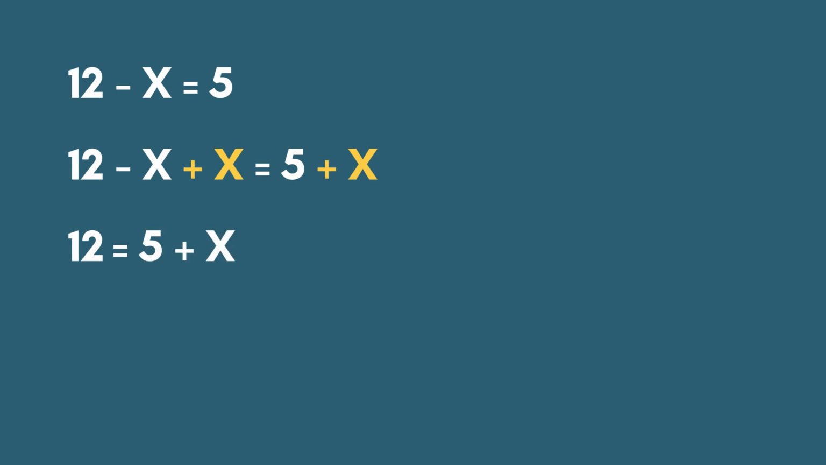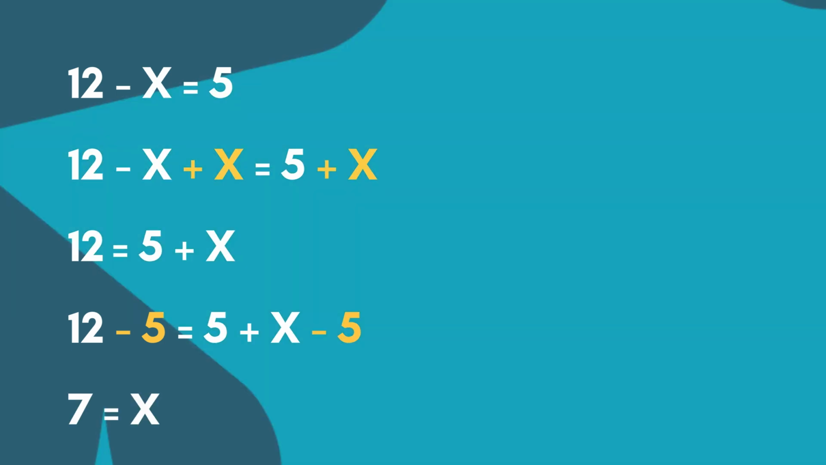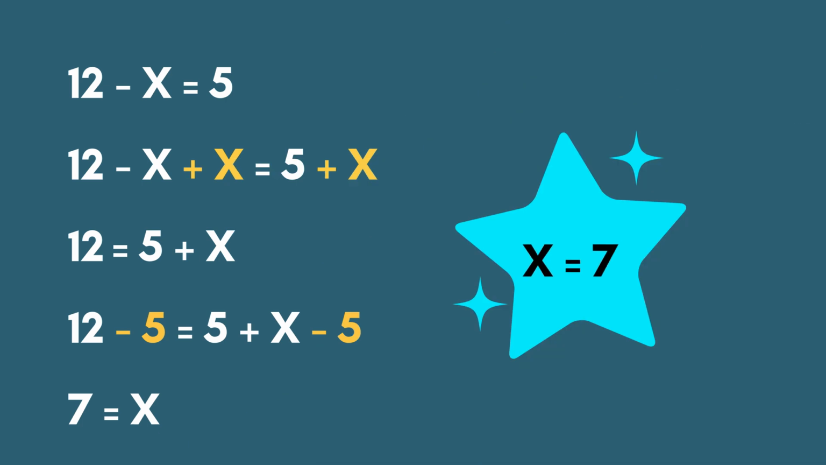Now the equation is 12 equals 5 plus x. Subtract 5 from both sides to isolate x. Left side, 12 minus 5 equals 7. Right side, 5 plus x minus 5 equals x. So the solution is x equals 7.